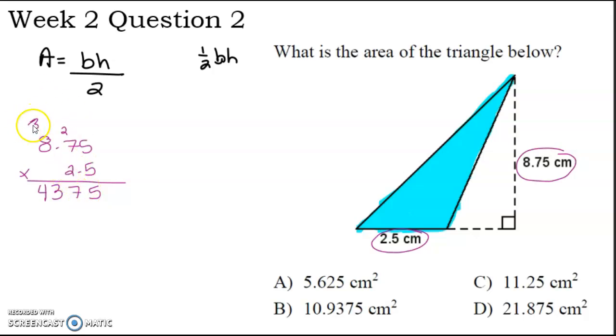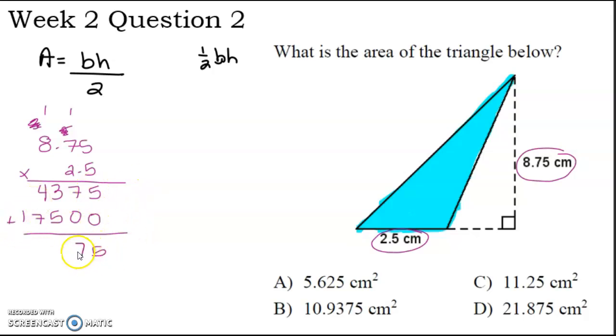Now I'm moving on. I'm going to cross these out so I don't get confused. Moving on to the 2, so I have to put a 0 placeholder. 2 times 5 is 10. 2 times 7 is 14, plus 1 more is 15. 2 times 8 is 16, plus 1 more is 17. And then we add them.